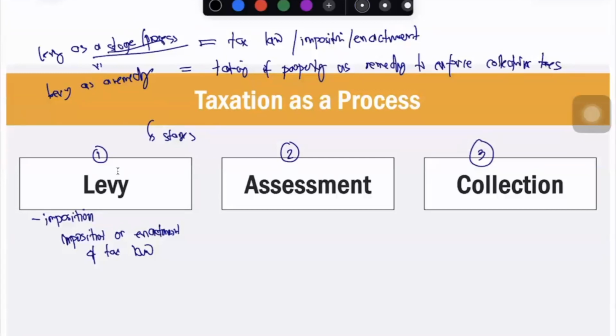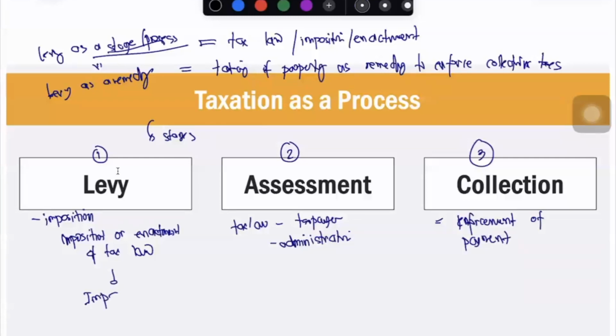Next, we have your assessment. When we talk about assessment, this is now the tax administration, wherein we now apply the tax law to a particular taxpayer. Okay? It is now the administration of the tax law. Collection, this is now the enforcement of payment out of the particular assessment. Levy is the impact of taxation, while assessment and collection is the incidence of taxation.